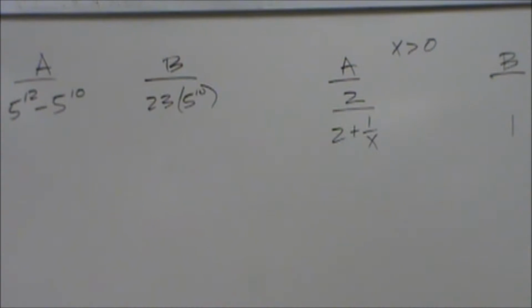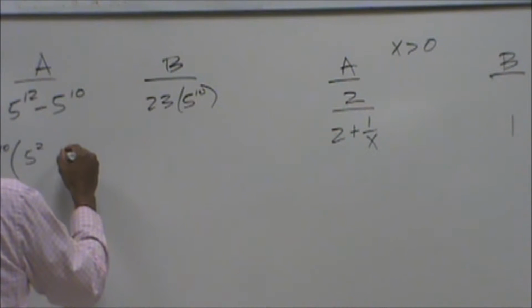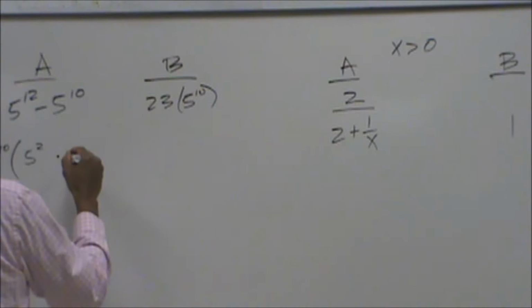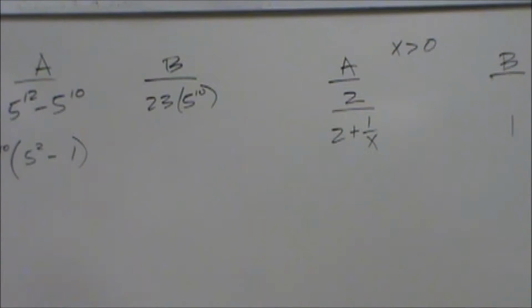Well, so this is what you're going to do. You're going to say this is 5 to the 10 times 5 to the 2 times 1 minus 1. A is bigger. I'm just messing with you. Okay? A is bigger. Stop playing that. I can't mess with you a little bit.